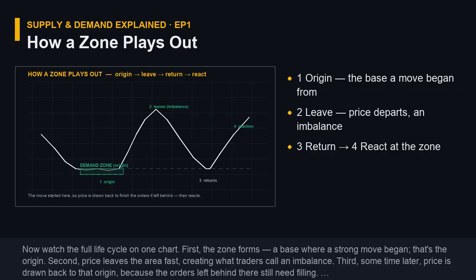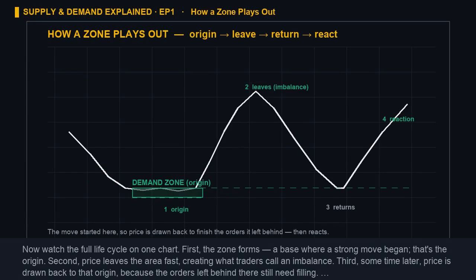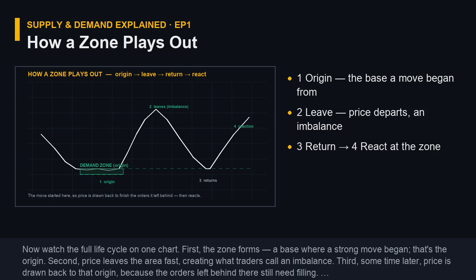Now watch the full life cycle on one chart. First, the zone forms. A base where a strong move began. That's the origin. Second, price leaves the area fast, creating what traders call an imbalance. Third, sometime later, price is drawn back to that origin, because the orders left behind there still need filling. And fourth, when it arrives, the zone does its job and price reacts away again. Origin, leave, return, react. That four-step rhythm is the heartbeat of supply and demand trading, and every episode in this series builds on it.